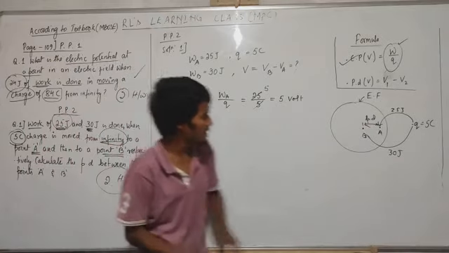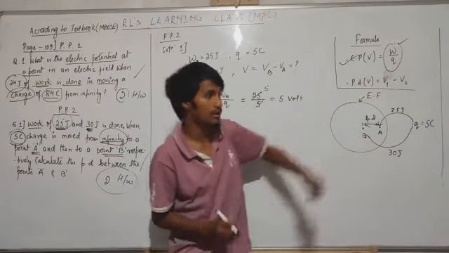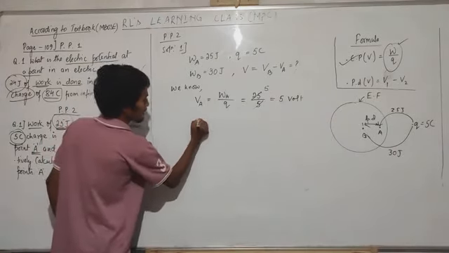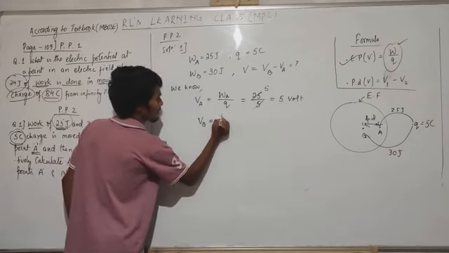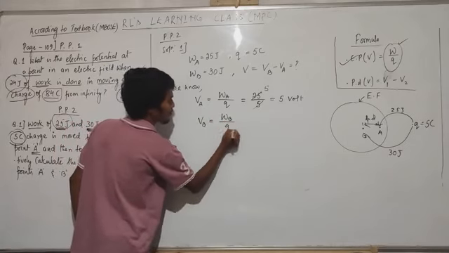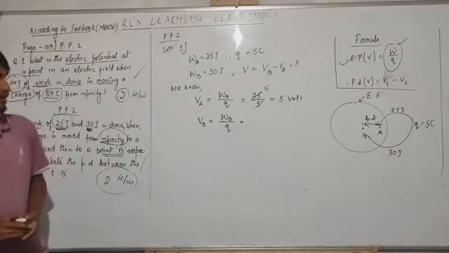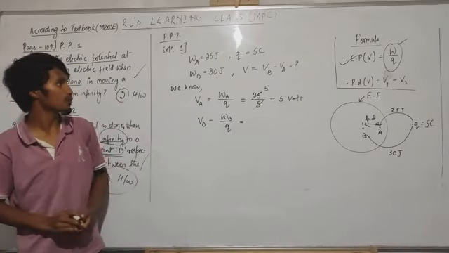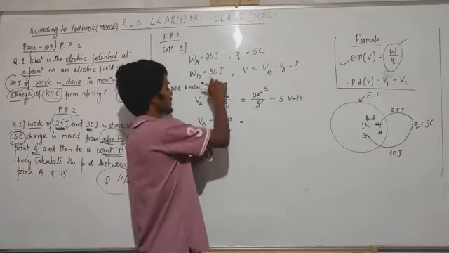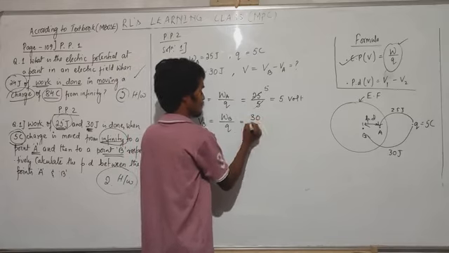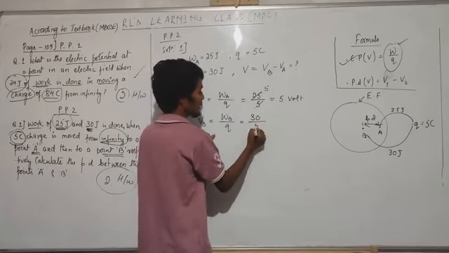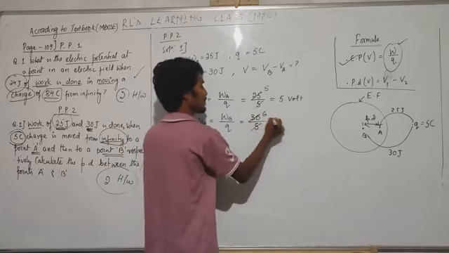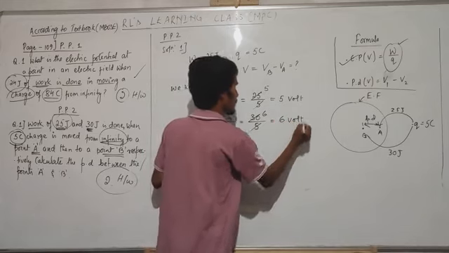Next we need to find the potential at point B. Let me take that as VB. Then WB by Q. Because the same charge is carried, the charge will be the same, 5 coulomb. The work here is 30, and the charge is again 5. 30 divided by 5, and we get 6 volt.